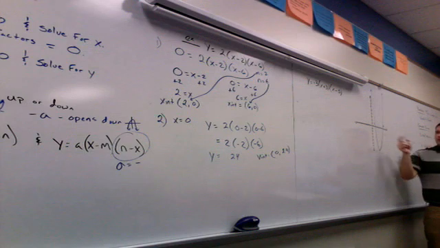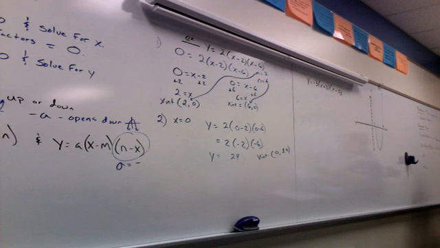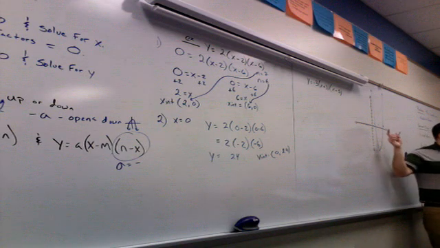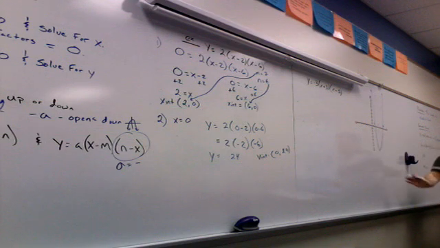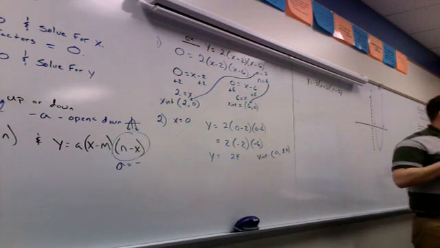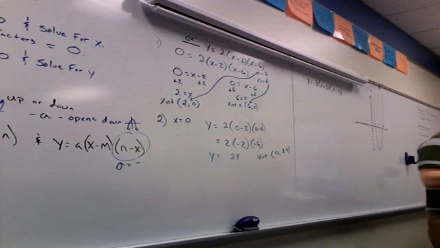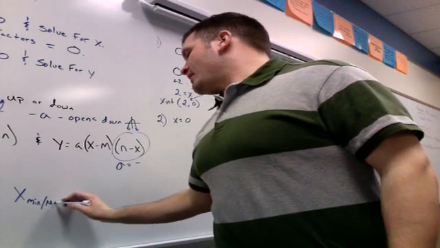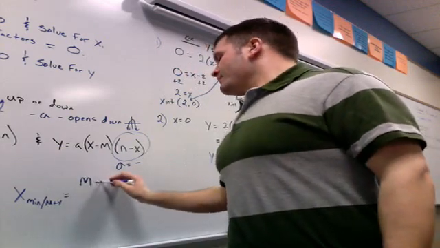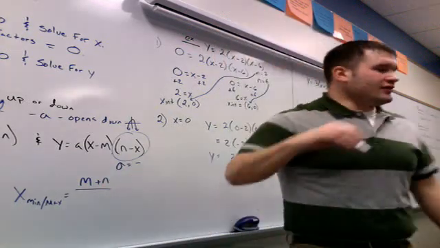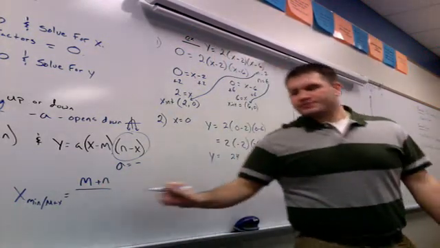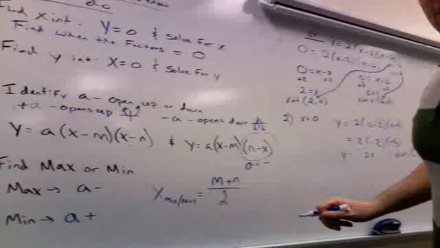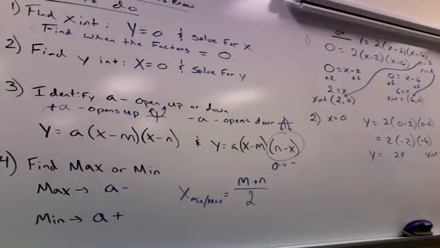Right? Now, are we always going to make a graph? Are we always going to have whole numbers? No. So, an easy way to figure out where that minimum or maximum is, we take our m and our n and we average them. Okay? To find the x value of our min or max, you take your m and your n, you add them together, and you divide by what? 2. Divide by 2. Okay? So we add them together and divide by 2 to find our x value of our min or max.